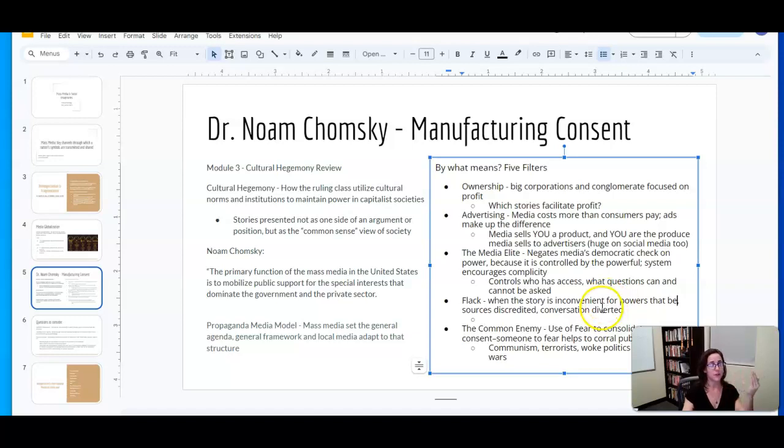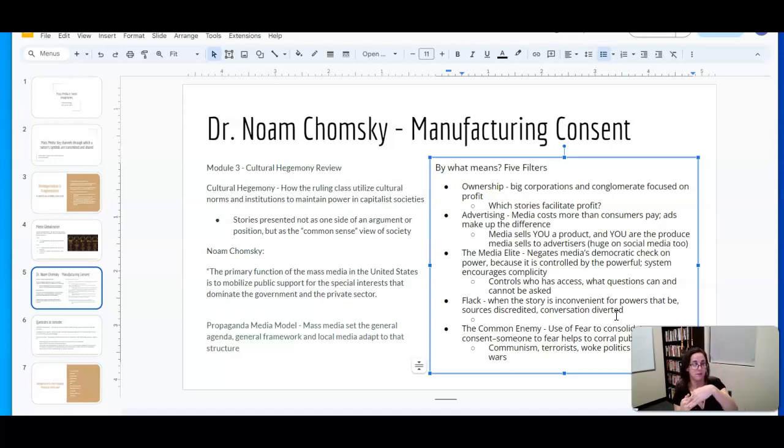So the next thing here is flack. This idea that when the story is inconvenient for the powers that be, the sources are discredited and the conversation is diverted. So for example, right now there's been mixed reporting over a hospital that was bombed in Gaza. Initial reports stated, well, this is complicated as well because media outside of the United States looks different. But in the United States, it was first reported that Israel bombed this hospital, and that killed many, many civilians. And then Israel pushed back on that narrative and the idea that it was a Hamas misfire.